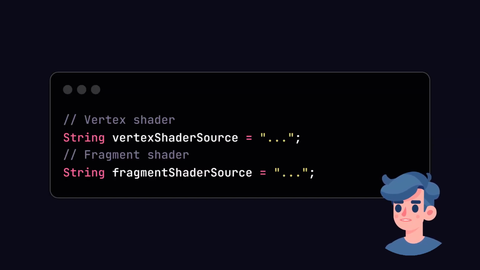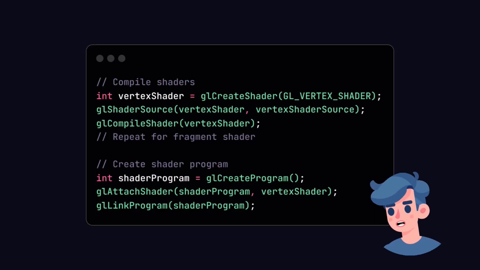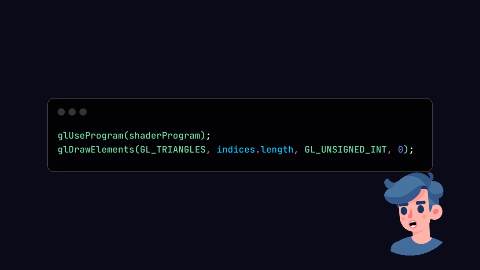Now let's enhance our cube with some basic colors. We'll use a color shader program for rendering. First, we need to create a shader source code for the vertex and fragment shaders. You will need to compile and link these shaders to create a shader program. This program will handle how our cube is colored during rendering. Now we need to use the shader program before rendering our cube. Update your game loop as follows.